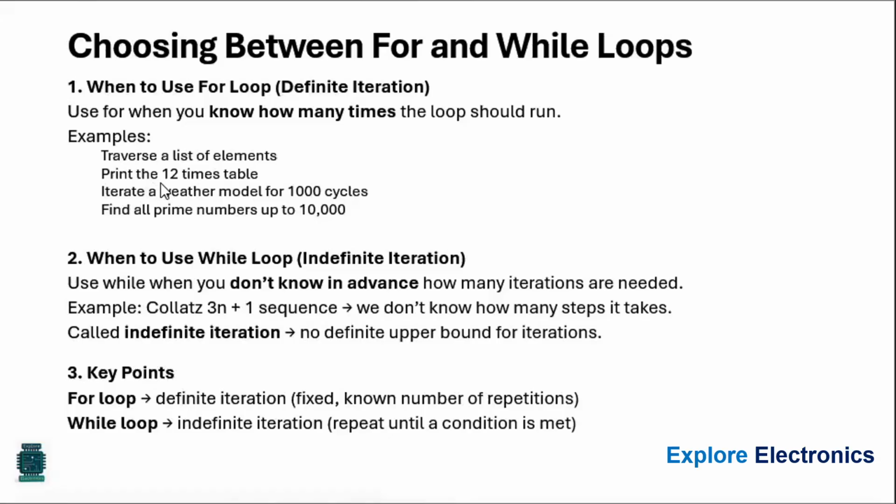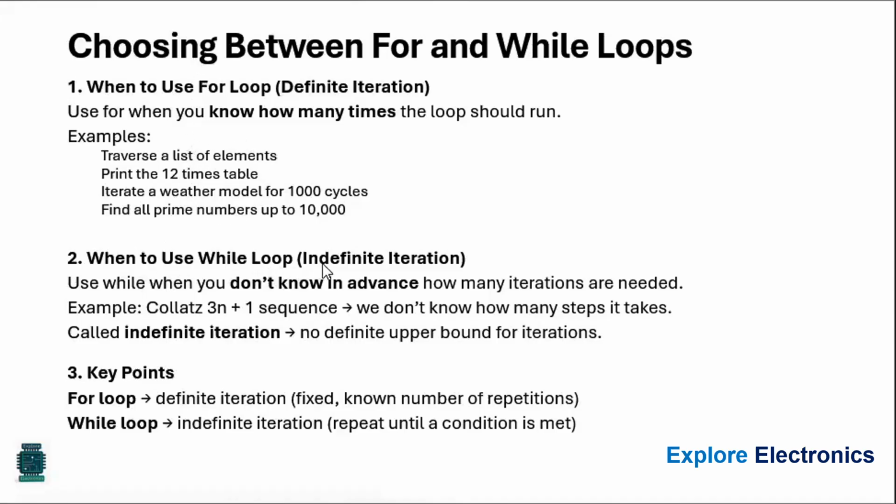When you want to do these kinds of programs, you have to use the for loop. Print the number 12, print the 12 times table, iterate a weather model for 1000 cycles, find all prime numbers up to 10,000. In these kinds of examples, you have to use a for loop.